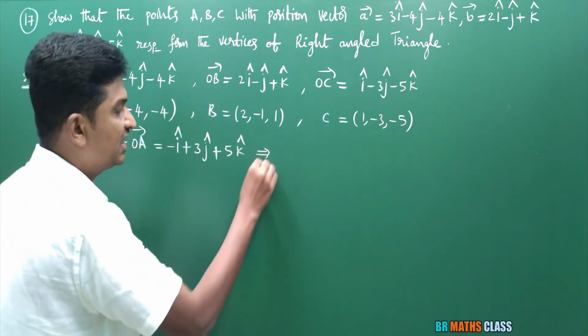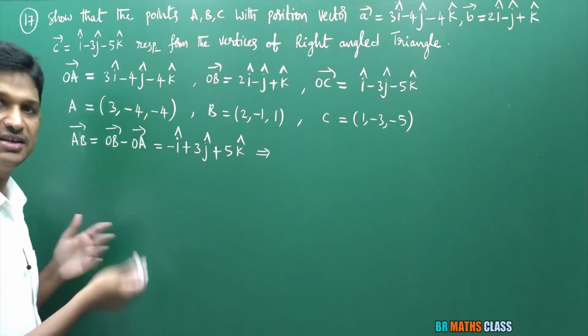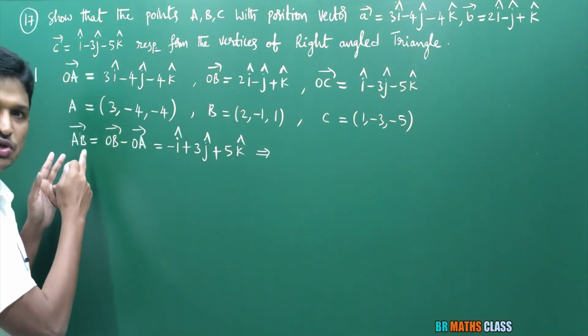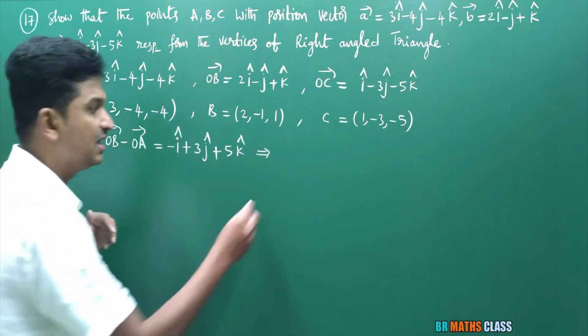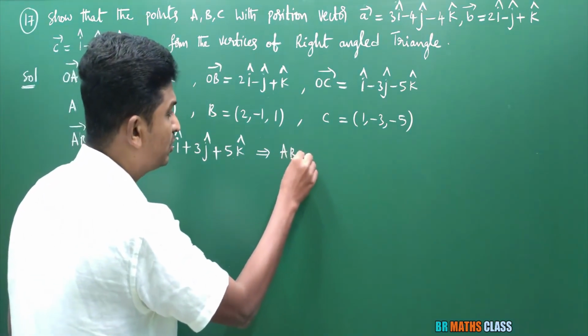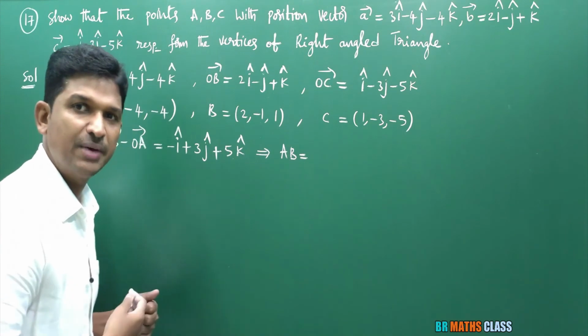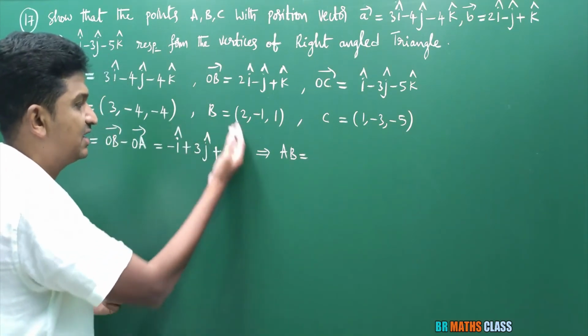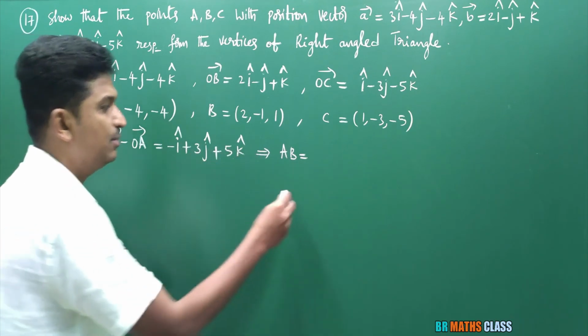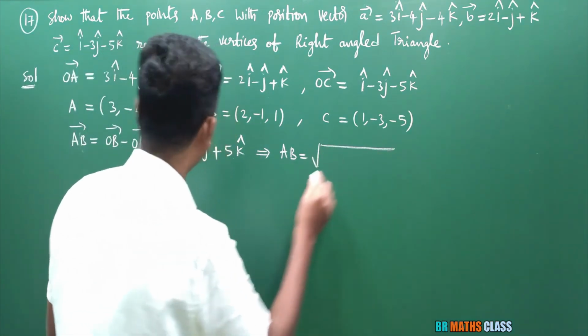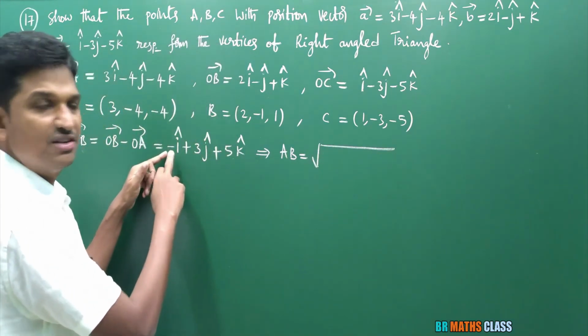When you know the vector AB bar, then you can calculate its magnitude. What is the magnitude of the vector AB bar? The magnitude of the vector AB bar is AB. We know from the beginning of this chapter we are calculating magnitudes of vectors. This is the vector AB bar, and its magnitude is AB. To calculate AB, what is the formula? Square root of, here the i cap component is minus 1.